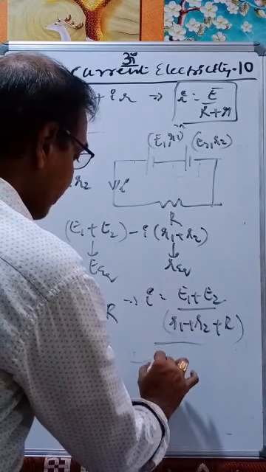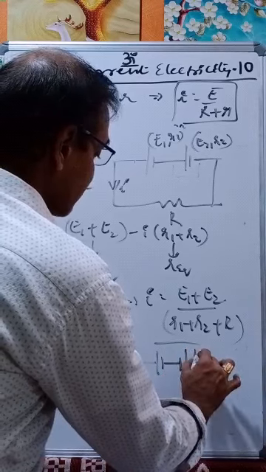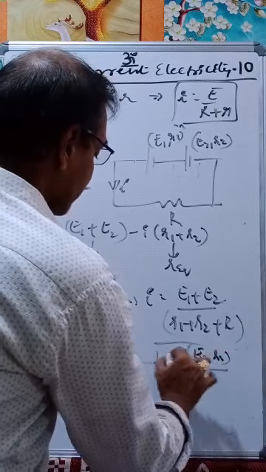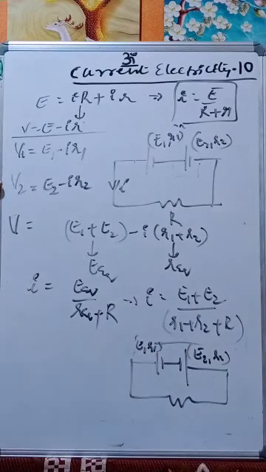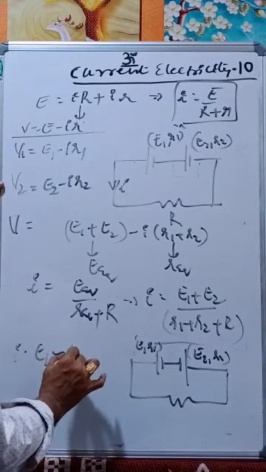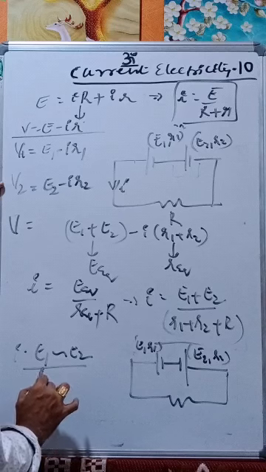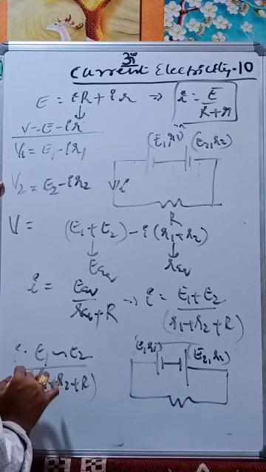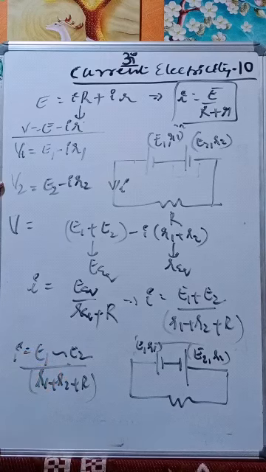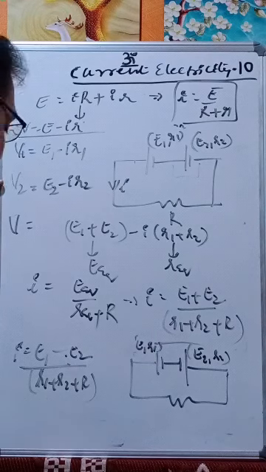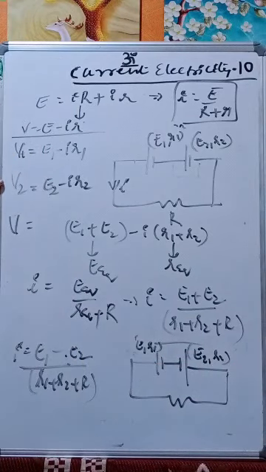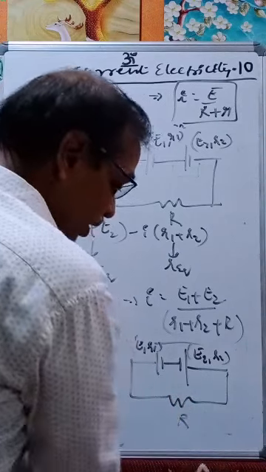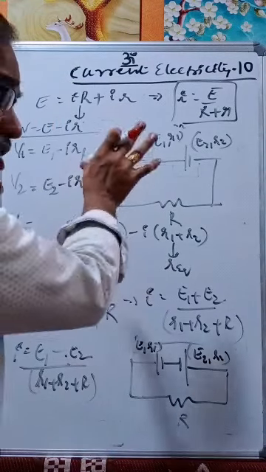You see, the direction of one cell is reversed. The cell is E2, r2, and this is E1, r1. If one of the cell directions is reversed, then what happens? Then I is equal to E1 minus E2 by r1 plus r2 plus R. If the direction of one cell is reversed, then the current is E1 minus E2 by r1 plus r2 plus R. If a combination of cells is given, this is the methodology.